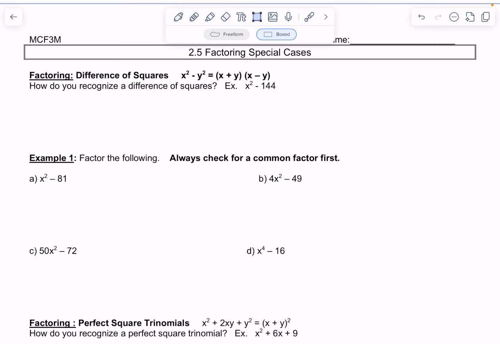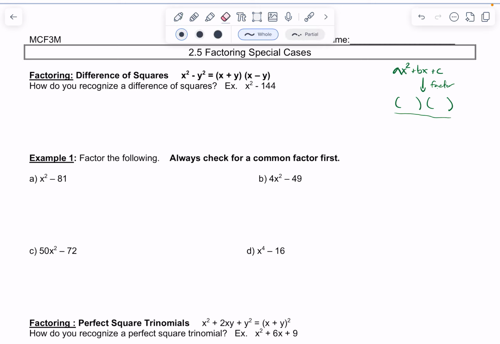Hello. So today's lesson 2.5, we're talking about factoring special cases. Fundamentally, these are still quadratics. And the goal is still to take standard form, ax squared plus bx plus c, factor it, and get it into the form where you have brackets. We'll see today that you might not always get two brackets.